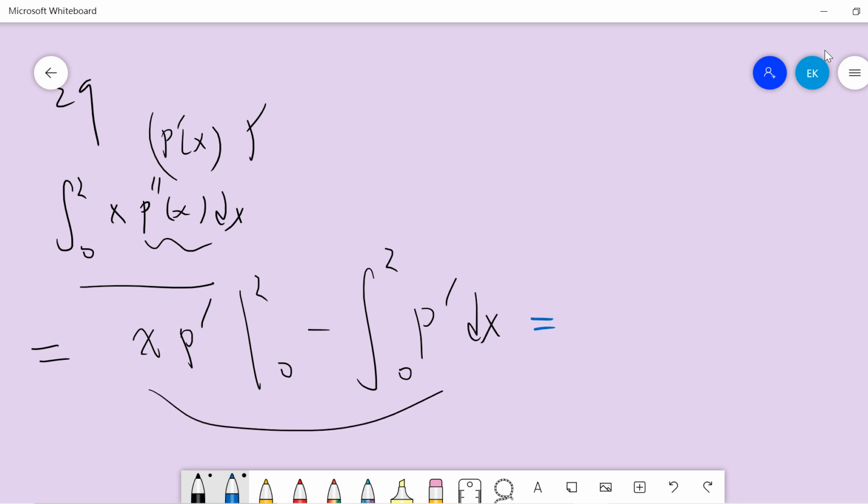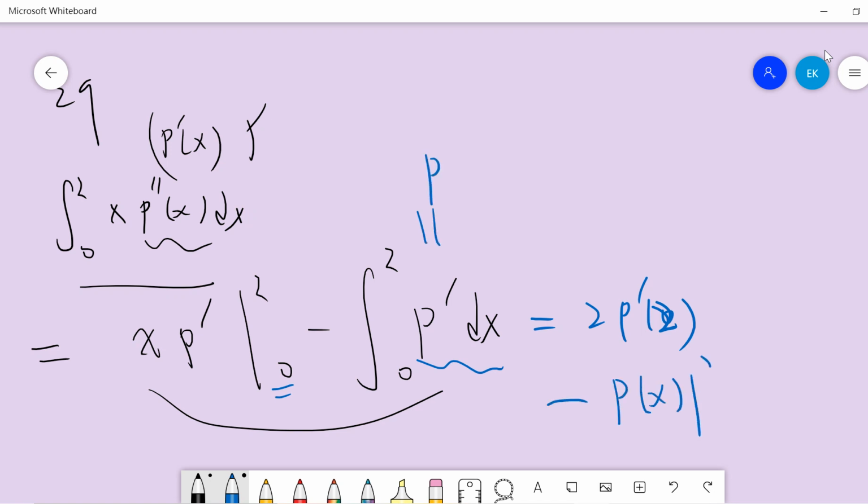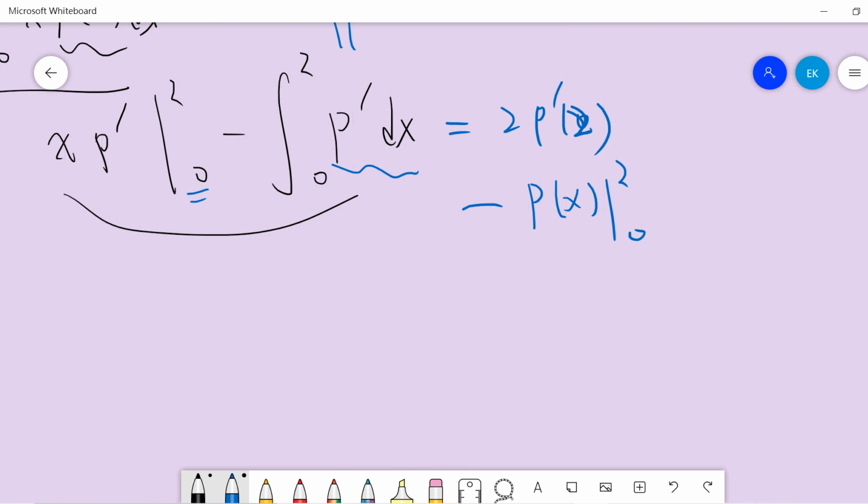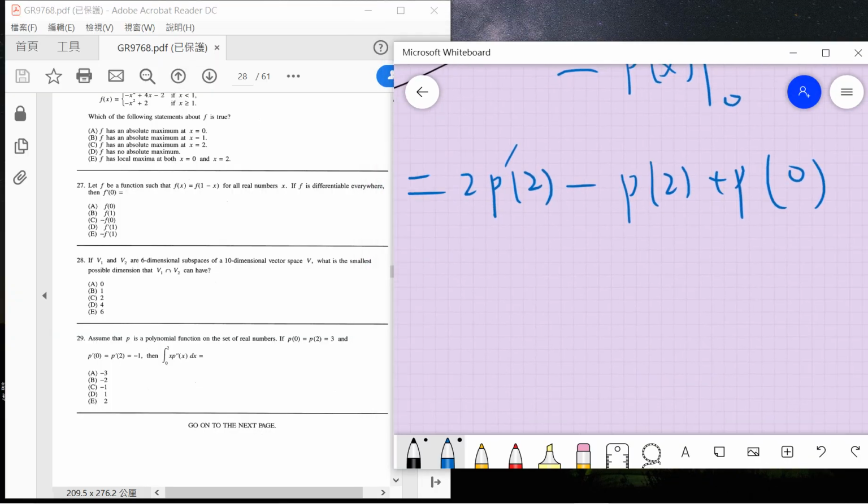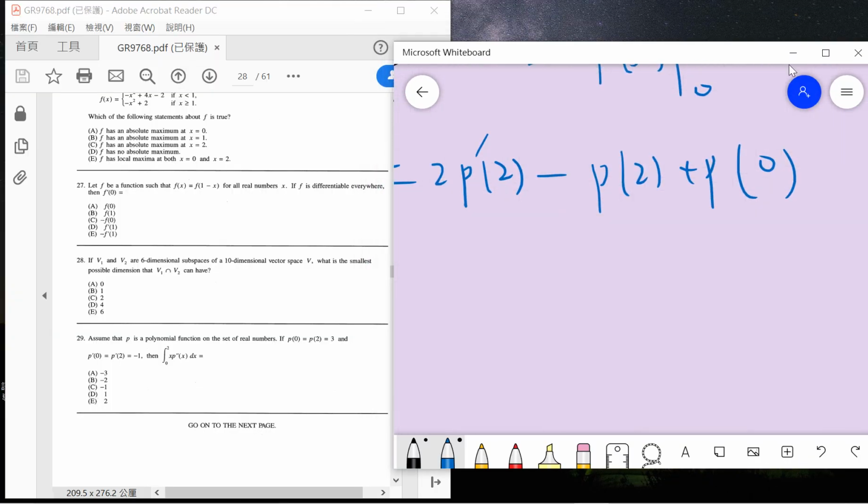So this is 2 P prime of 2, because when x equals 0, this vanishes, right? And then this integral is P, right? So this is 2 P prime of 2 minus P of 2 plus P of 0. So what we have is minus 2 minus 3 plus 3.